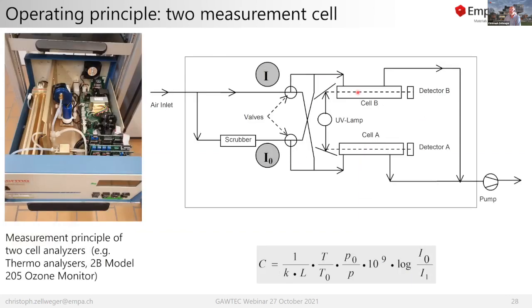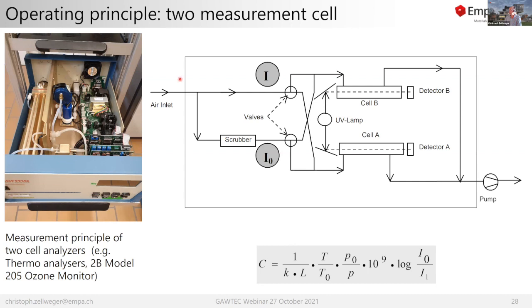So here is an example of a Thermo instrument. There is also a model of 2B. This is a small instrument, which is cheaper compared to the other ones, but it has the same measurement principle, and it's kind of a low-cost instrument, but still gives quite good results.